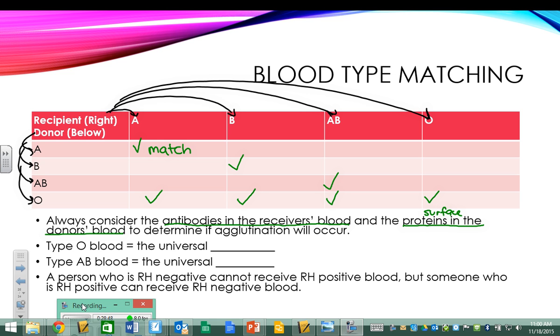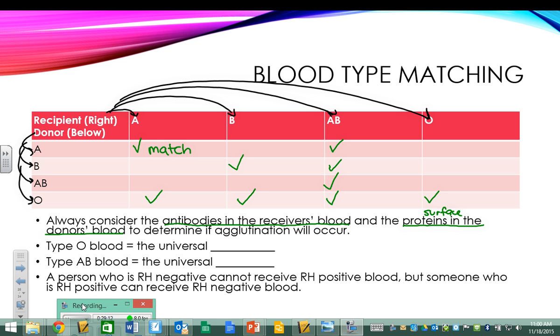The other thing I said was that type AB, since it has all the proteins, it doesn't have any of the antibodies to attack them. So type AB can receive blood from anybody. Now these are all of the matches. These are all the donations of blood that should work.